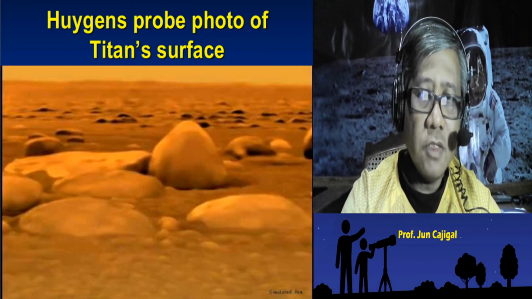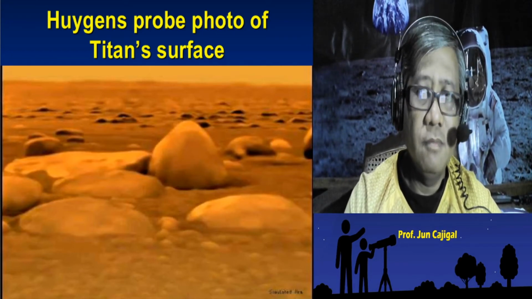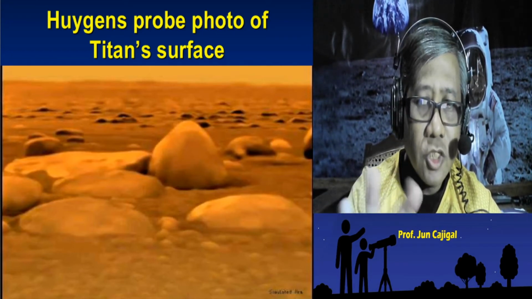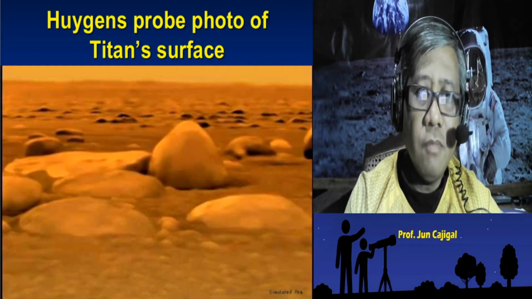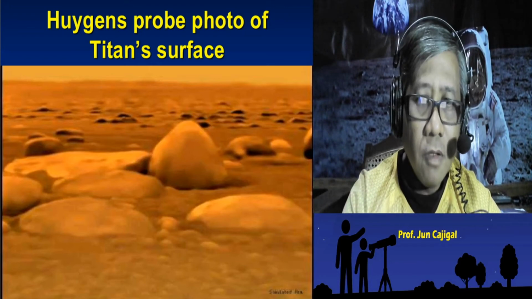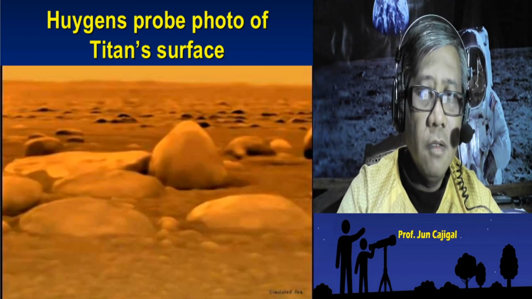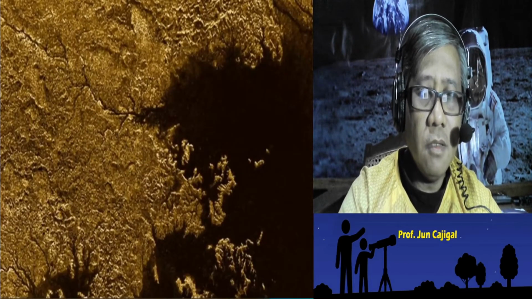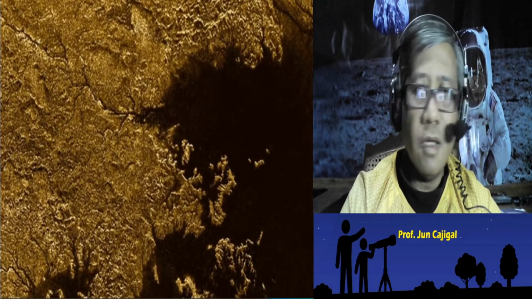So, mapapansin nyo yung bato, yung mga bato. So, ano ba yung mga bato na yan? You will notice shiny, parang bilog. Bilog yung mga bato. So, anong ibig sabihin nito? Paano naging bilog yan? There must be liquid flowing on the surface of Titan. And photos taken by Cassini discovered lakes. May mga lakes sa Titan.